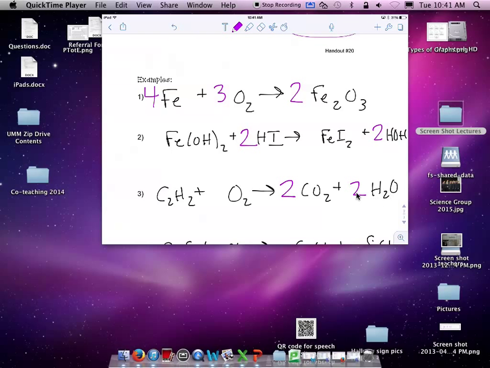So I've got 2 times 2. Now I have 4 H's on this side. So back over here, I put a 2. So then now I've got 2 times 2, 4 H's. Oh, but now I've got 2 times 2 carbons also. So I have to change this number. But remember, because I put it there, I can change it. So I need 4 carbons. So 4 carbons, 4 carbons.